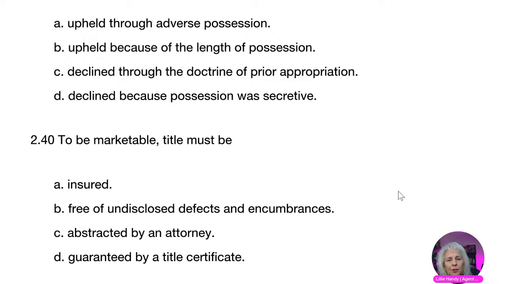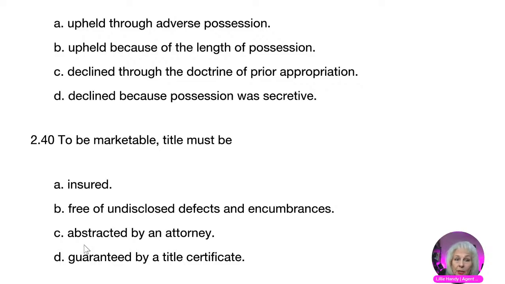Number 40. To be marketable, in order to be able to sell it, the title must be what? A, insured. B, free of undisclosed defects and encumbrances. What are undisclosed defects? What are encumbrances? C, abstracted by an attorney. Or D, guaranteed by a title certification.